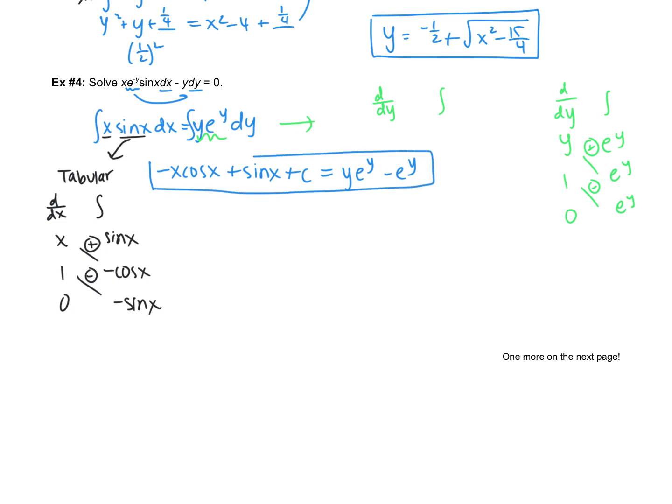We cannot solve for y in this case. We can't get an explicit solution rather. So this is our implicit solution.